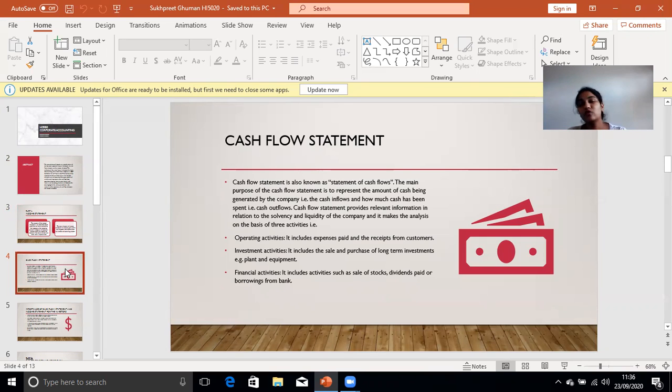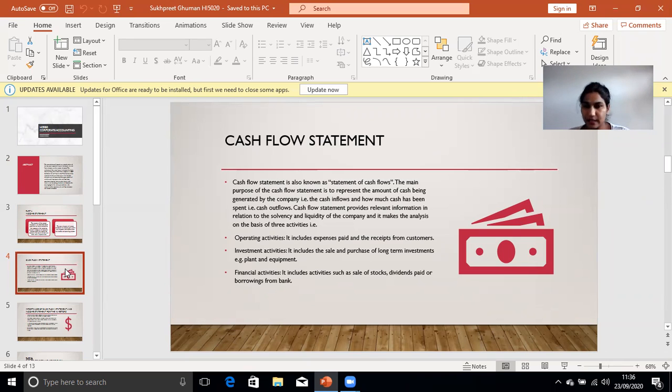Cash flow statement is also known as the statement of cash flows. The main purpose of the cash flow statement is to represent the amount of cash being received by the company, the cash inflows, and how much cash has been spent, the cash outflows. The cash flow statement provides relevant information in relation to the solvency and liquidity of the company. It makes the analysis on the basis of three activities. The first one is operating, the second one investing, and the third financing activities.